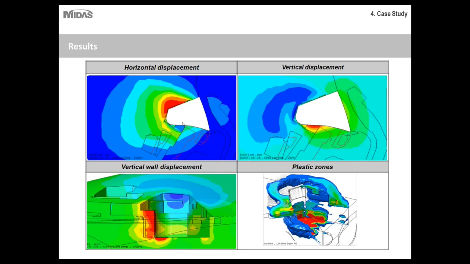You can see the horizontal displacement of the soil strata when you are doing the excavation. You can see the vertical displacement. You can see the vertical displacements of the walls that were there. You can also see the plastic zones that are happening behind the backfill of the retaining structures. So all the results that were needed could be obtained through the numerical analysis model, and all these inputs were put in one model, and in one run the results were extracted.